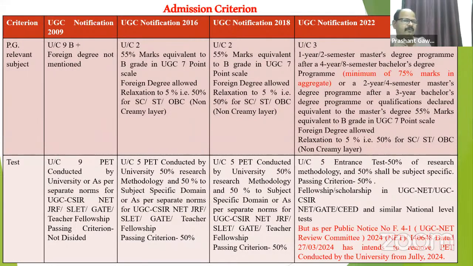Or the candidate has a 2-year, 4-semester PG, which means the student must have a 3-year, 6-semester UG program. Like the regulations of 2009, 2016, and 2018, for this program the condition is the same: 55% marks, with 5% relaxation. Okay.